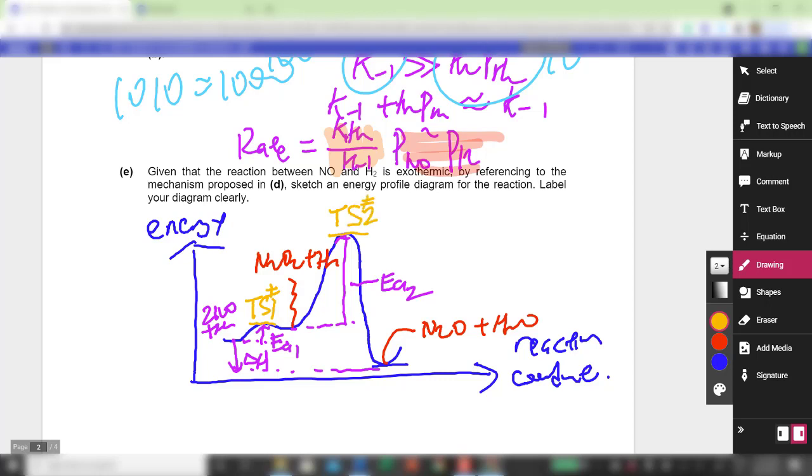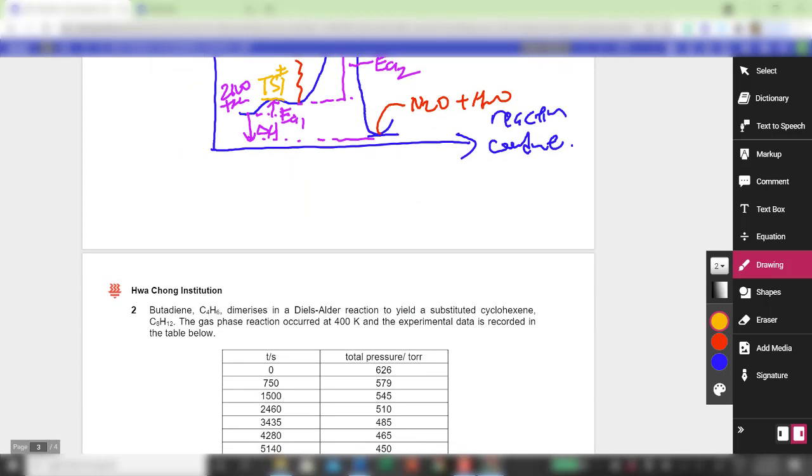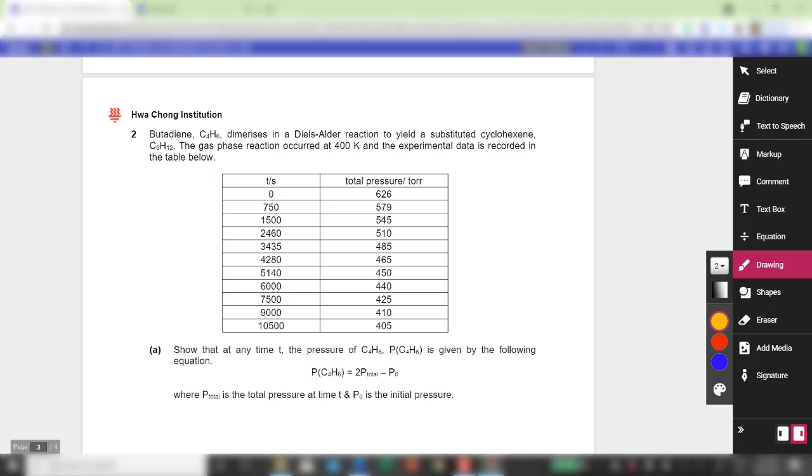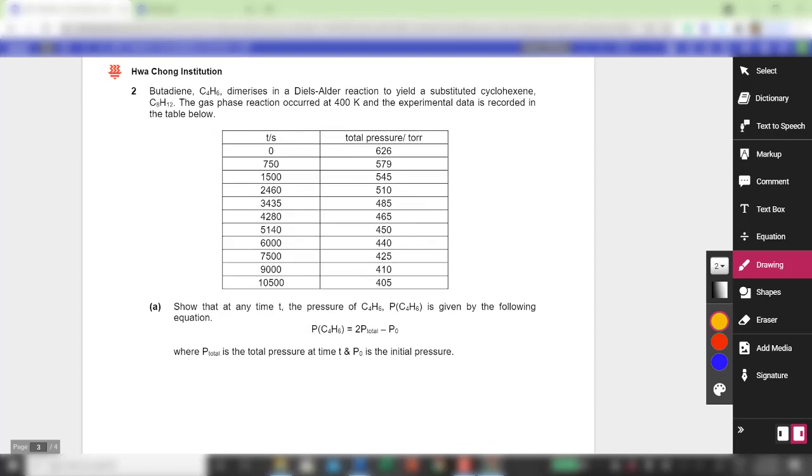Okay, that should be it. As to whether you should be drawing out the transition state, my answer to you is no, not for H2. It's not a requirement for H2, so not to worry about that. Okay, then we'll move on to the next part, which is question 2.